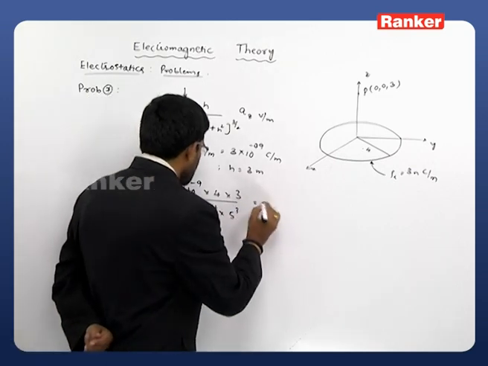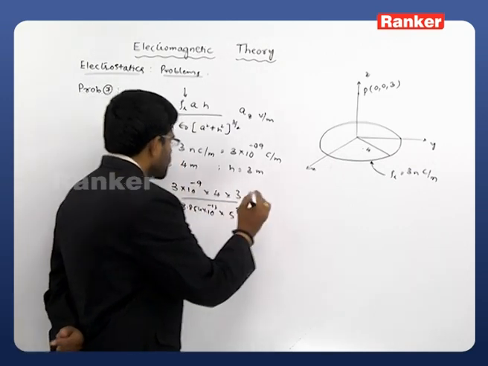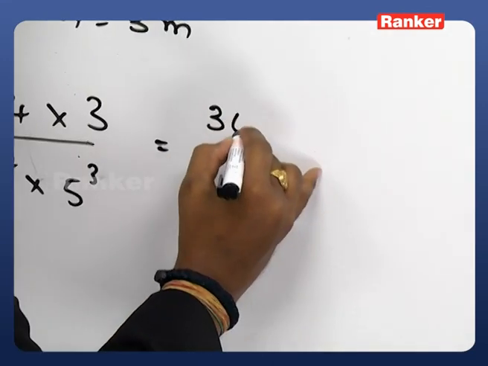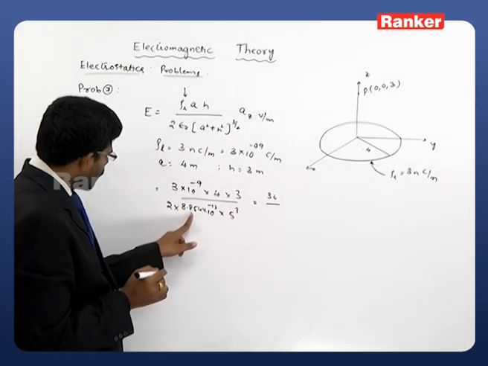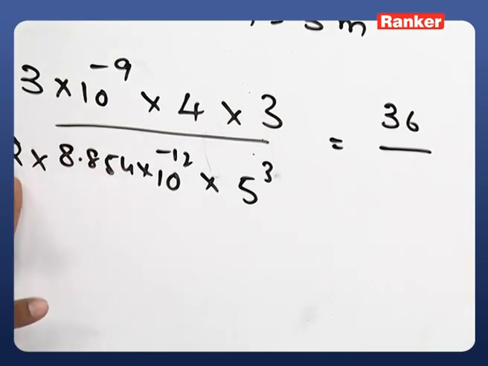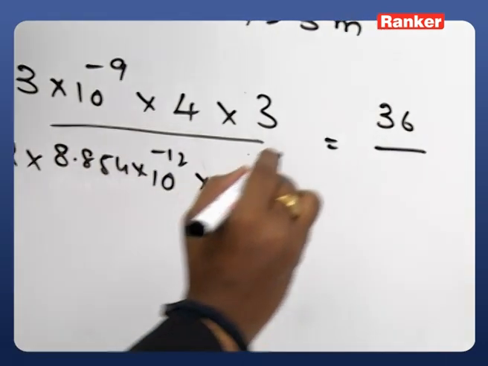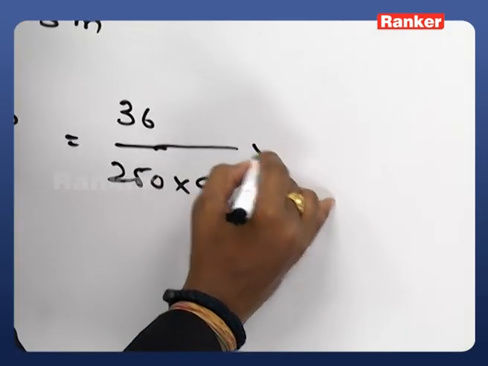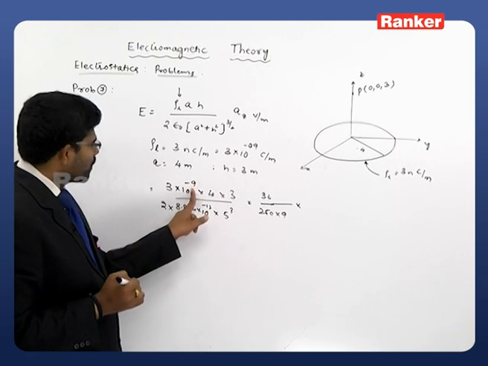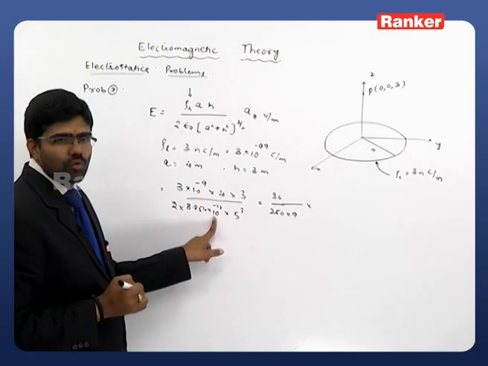So in the numerator, 3 times 3 is 9, times 4 is 36, divided by, here what we get is 2 into, approximately taking this as 9, 2 into 9 into 125. 2 into 125 is 250, into 9, into, here we have 10 power minus 9 in the numerator and 10 power minus 12 in the denominator.